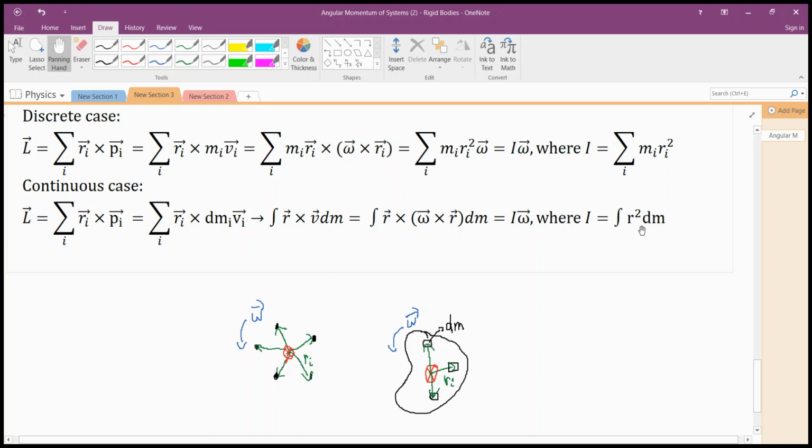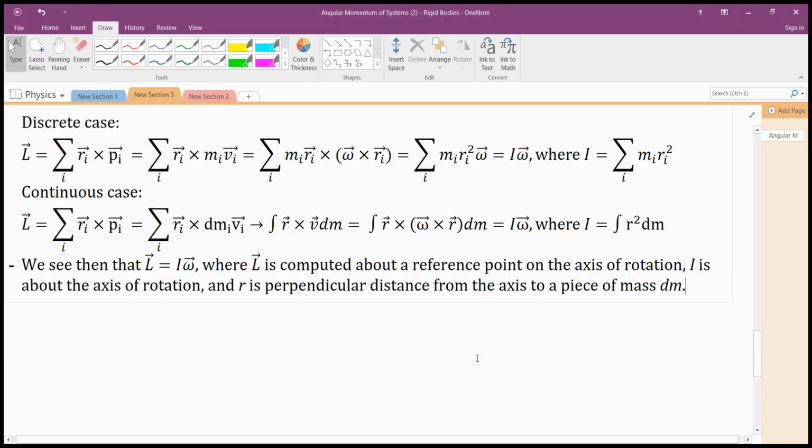We have seen this before in the discrete case in a previous video, where this I here is just the moment of inertia. Well, here it appears again, the moment of inertia in the continuous case. And so we see indeed L equals I omega in both cases, where L is computed about a reference point on the axis of rotation, as discussed earlier. I is the moment of inertia about the axis of rotation. I is also known as the rotational inertia, another name for it.